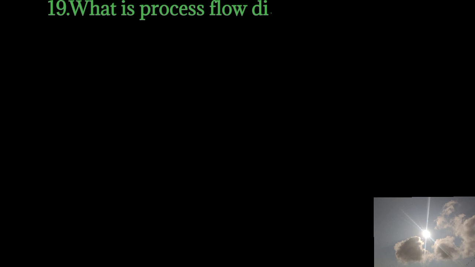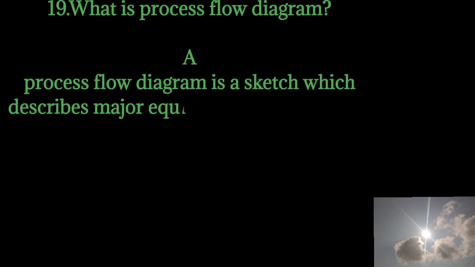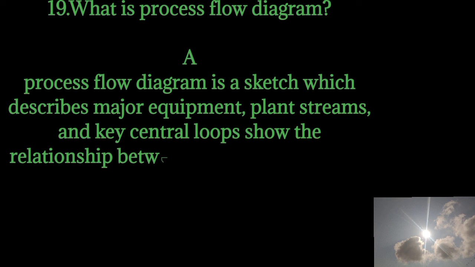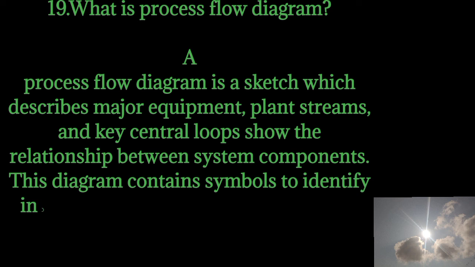19. What is a process flow diagram? A process flow diagram is a sketch which describes major equipment, plant streams, and key control loops, showing the relationship between system components. This diagram contains symbols to identify instruments and vessels. It describes the primary flow course.